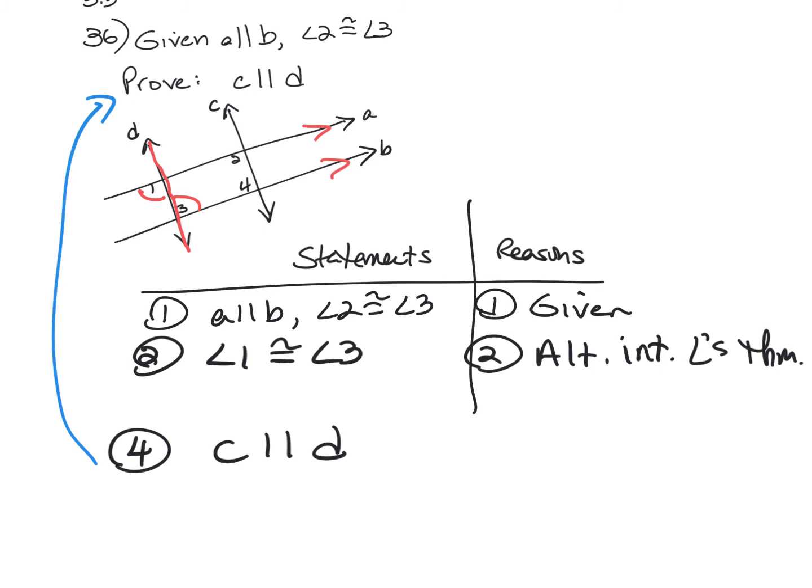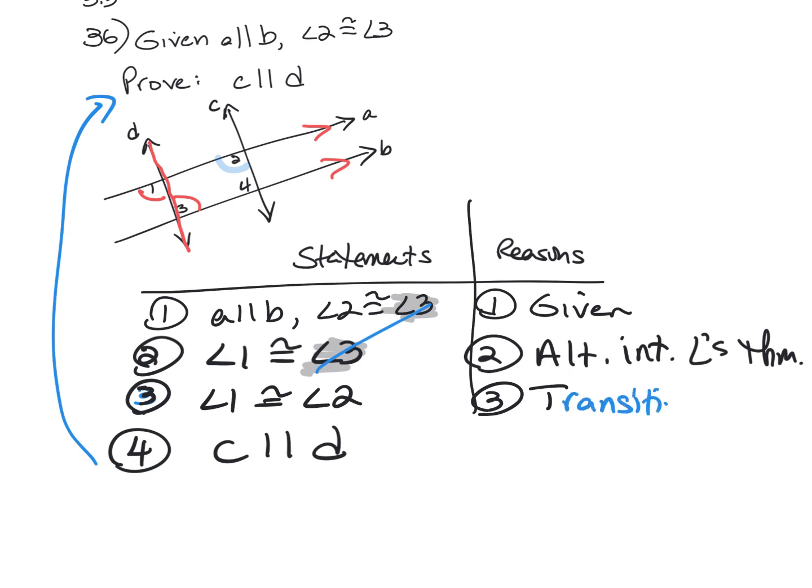And now if you look at the given and the statement I just wrote, see how they both have angle 3 in common to them? So if angle 1 is congruent to 3 and 2 is congruent to angle 3, then what that tells me, and I could go ahead and label this in here, that by my transitive property, I can state that angle 1 is congruent to angle 2, and this is transitive because the 3's overlap and cancel. So this is transitive.